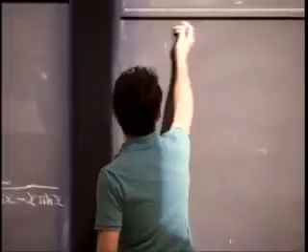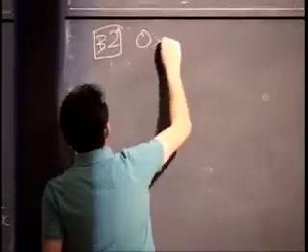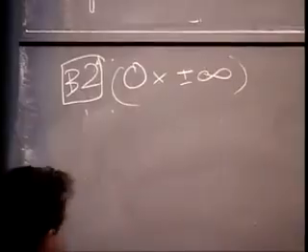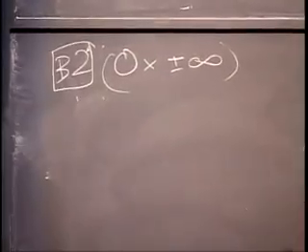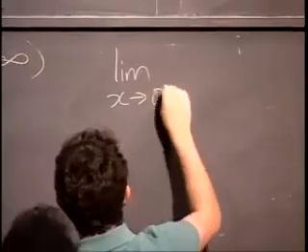Well, let's quickly talk about B2 then. It's beginning to sound like vitamins. B2. That type is going to be 0 times infinity or minus infinity. Now, here's an example. Classic example.